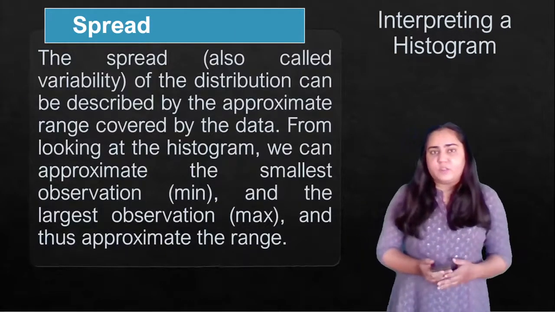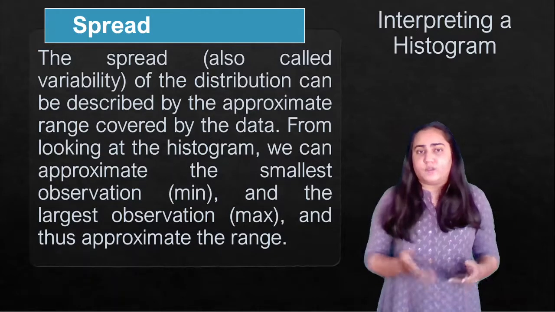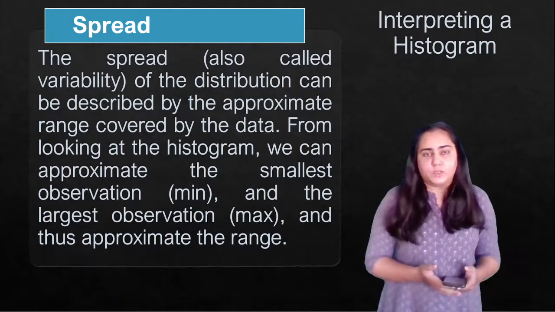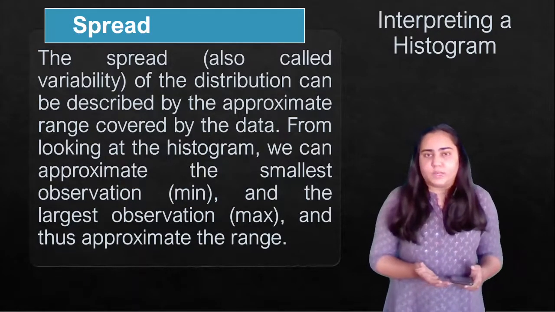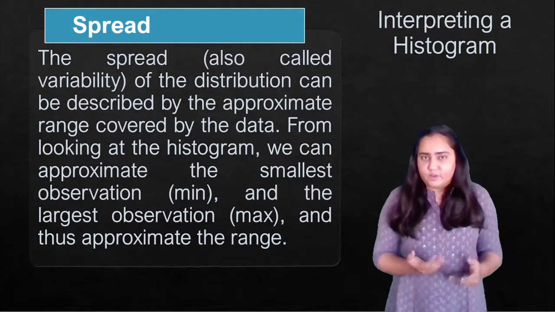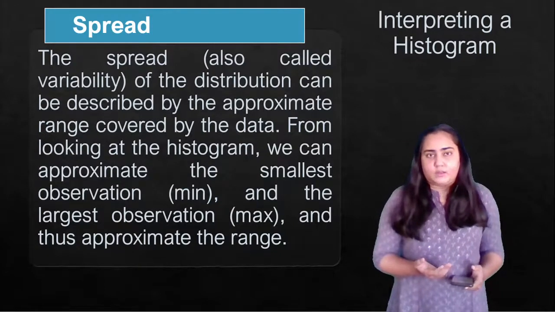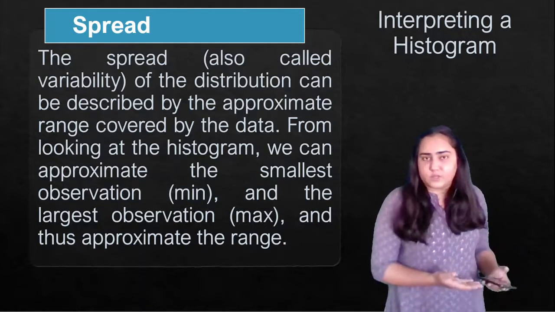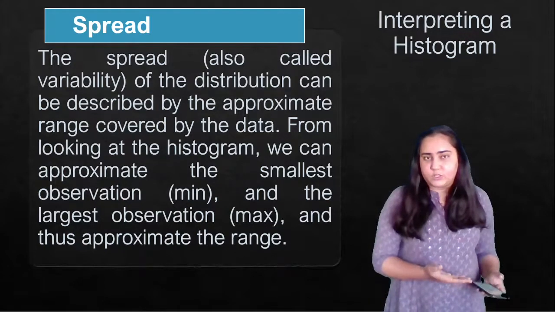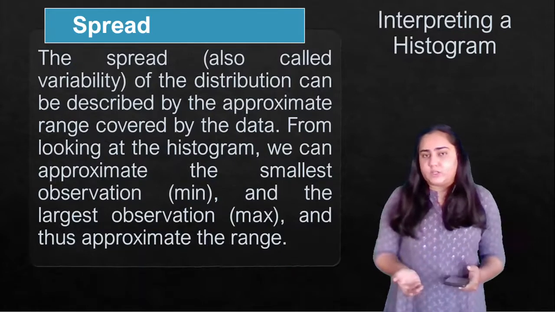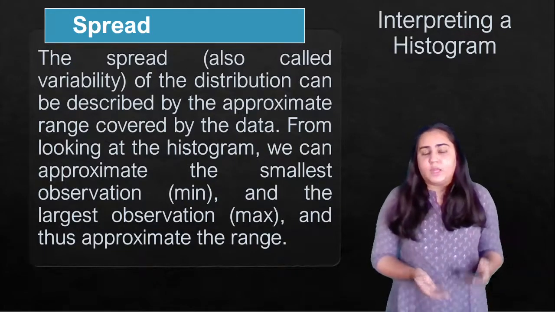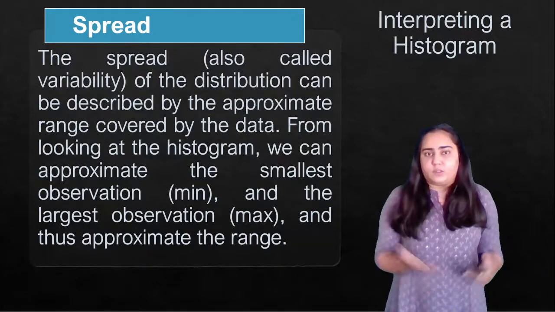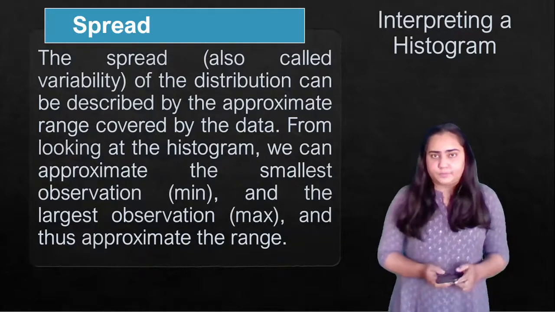So the spread of a histogram is also known as the variability of the distribution, and it can be described by the approximate range covered by the data. And from looking at a histogram, we can approximate the smallest observation, that is the minimum observation, and the largest observation, that's the maximum observation. And so we can identify the approximate range.